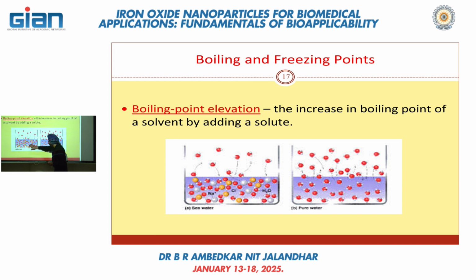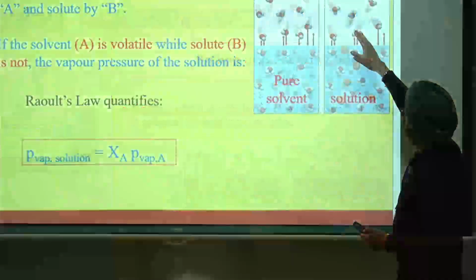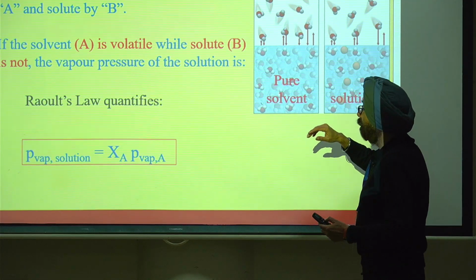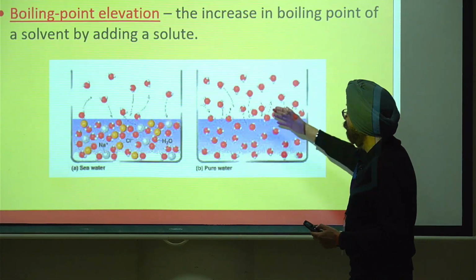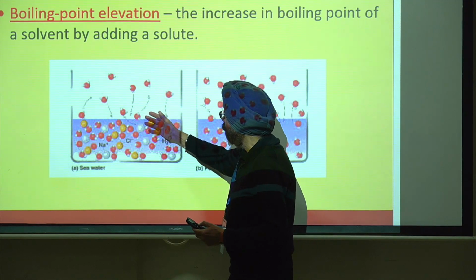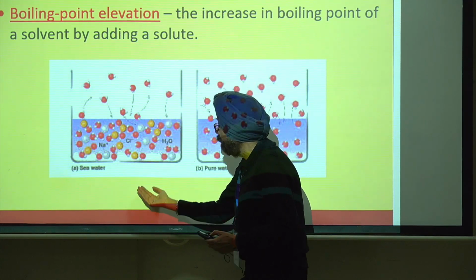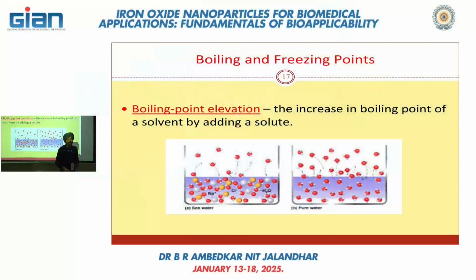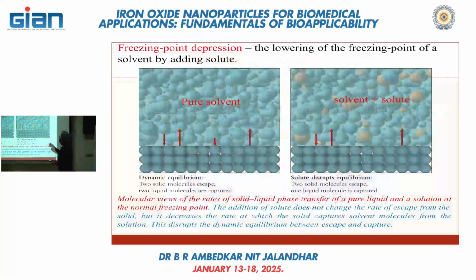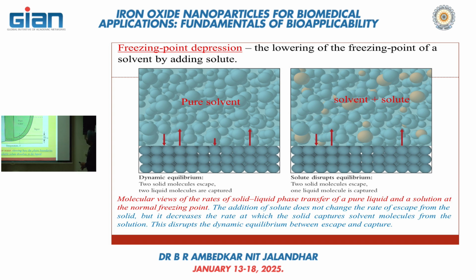But when you add the solute, the same thing happens as you see over here. The solute restricts the water molecules from flying away into the air. Therefore, in order to arrive at the boiling point, you need to heat more. That is why there is boiling point elevation, right? And the freezing point falls, obviously because you have the solute, so less water is going into the solid state, and that is the depression in the freezing point.